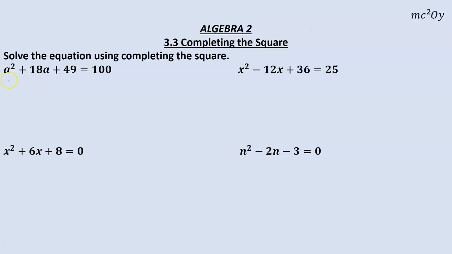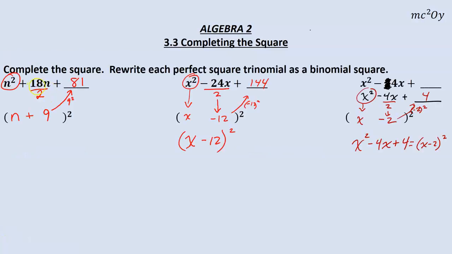So if I want to solve this equation right here, there's a couple ways I could do it. I mean, in previous lessons we've learned to factor, we've learned to graph, but here we're going to practice completing the square. So I want to look at this problem and say, okay, if I take a squared plus 18a plus 49, first, is that a perfect square trinomial? And the way I'm going to try to check that is by what I did here. Take half of it and square it.